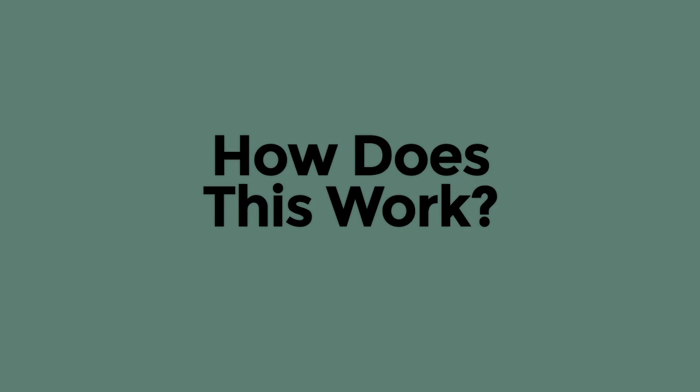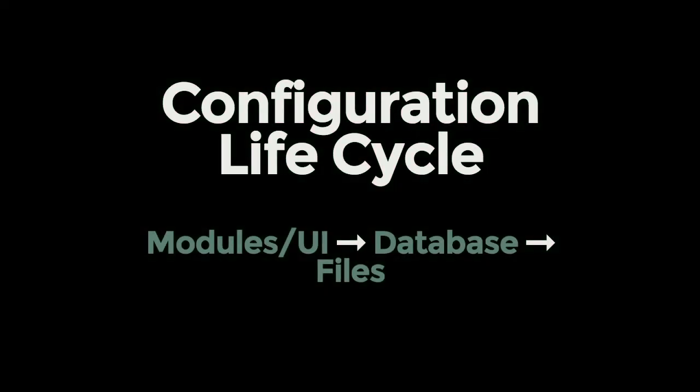So we're going to talk briefly about how it works before we jump into a demo. In general, the life cycle of configuration in Drupal 8 is that frequently it will start with a module providing configuration in a file. When that module is installed, the configuration is read from the file and goes into the database. And then when you need to deploy that configuration from one instance of the site to another, you export it as a file, and then you import it on your production server. So in my mind, I have this mental image of going from files to database to files.